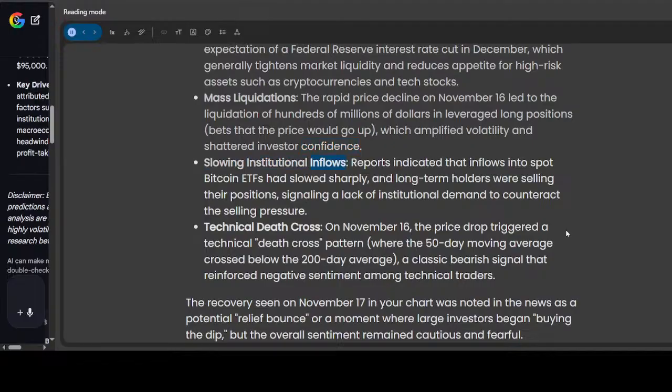Slowing institutional inflows. Reports indicated that inflows into spot Bitcoin ETFs had slowed sharply, and long-term holders were selling their positions, signaling a lack of institutional demand to counteract the selling pressure. On November 16, the price drop triggered a technical death cross pattern where the 50-day moving average crossed below the 200-day average, a classic bearish signal that reinforced negative sentiment among technical traders.